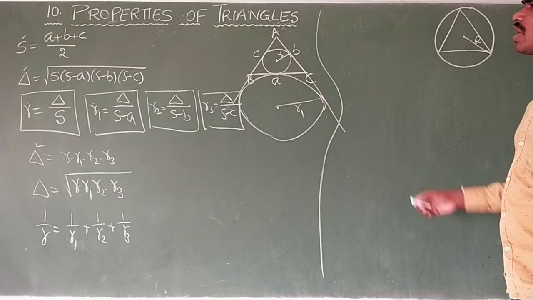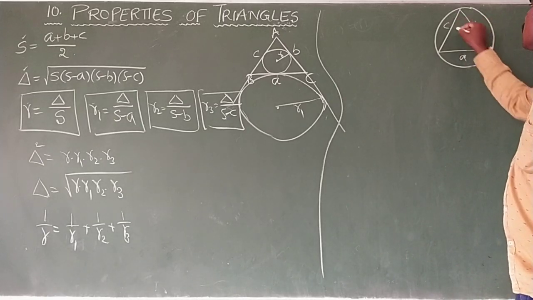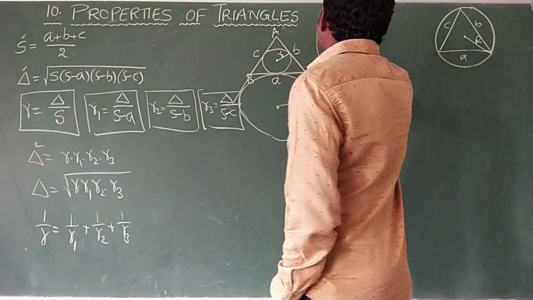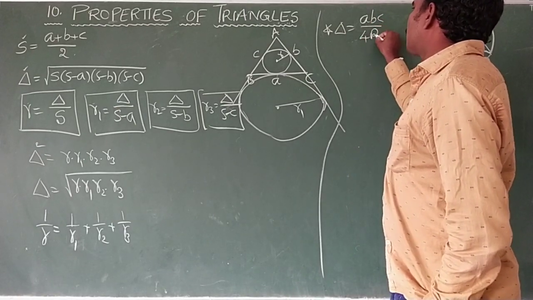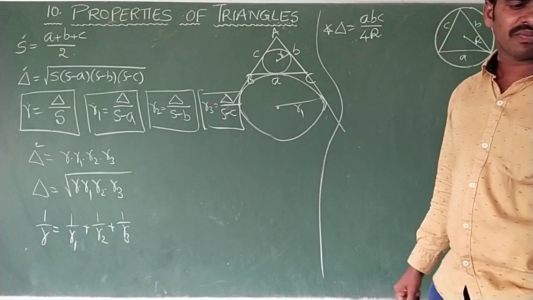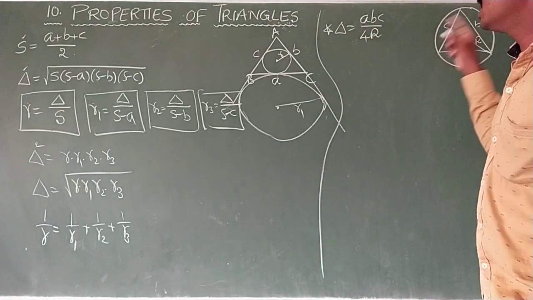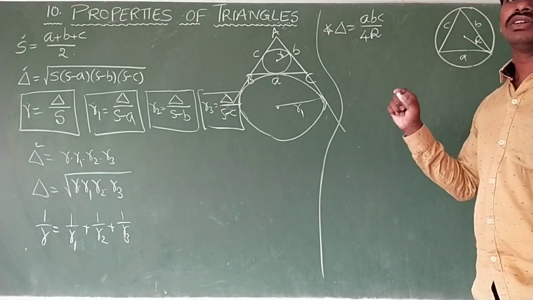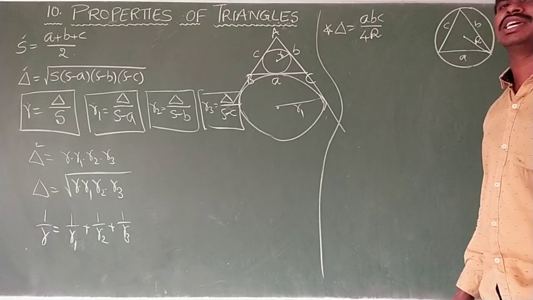So the radius of the circumcircle is capital R. Then how can we find the area by using small a, small b, small c, and capital R? That is also a formula: delta equals small a b c by 4 capital R. Listen to these formulas, read these formulas, remember these formulas. We can solve the important 7 marks questions very easily.